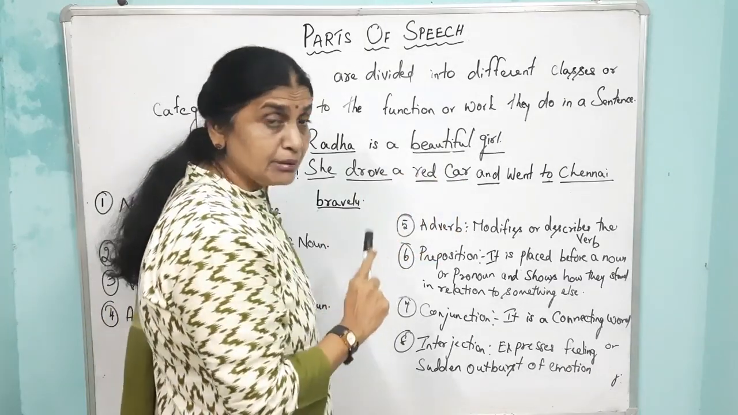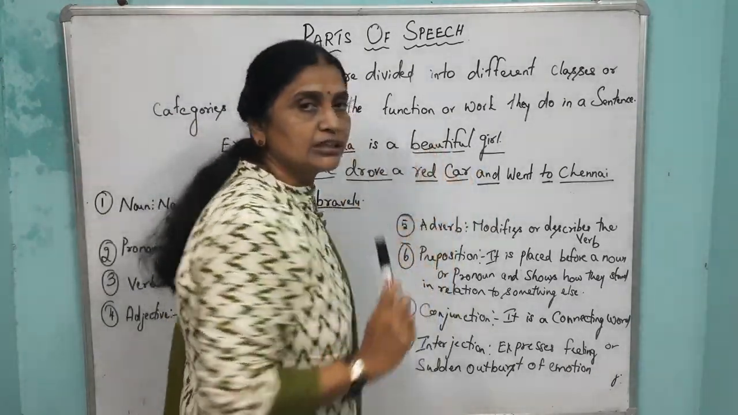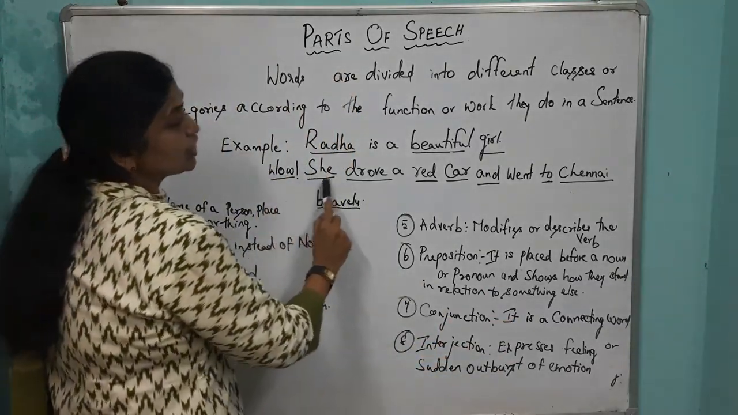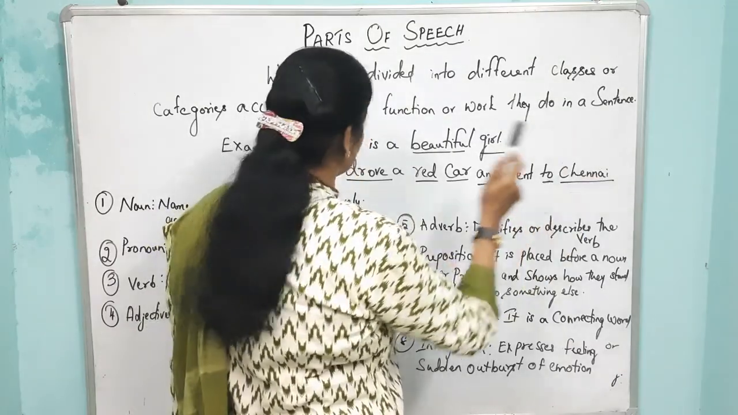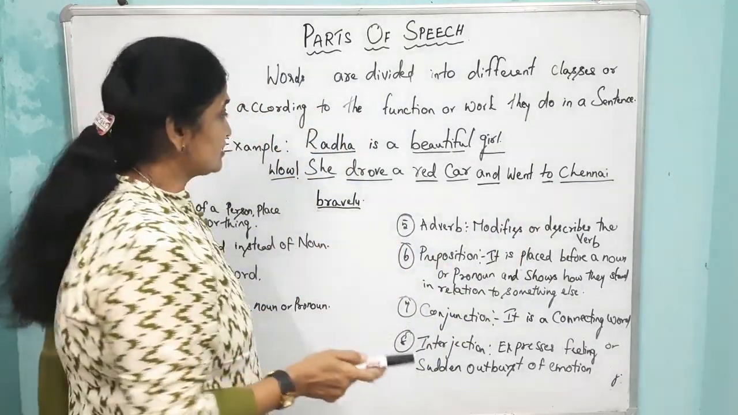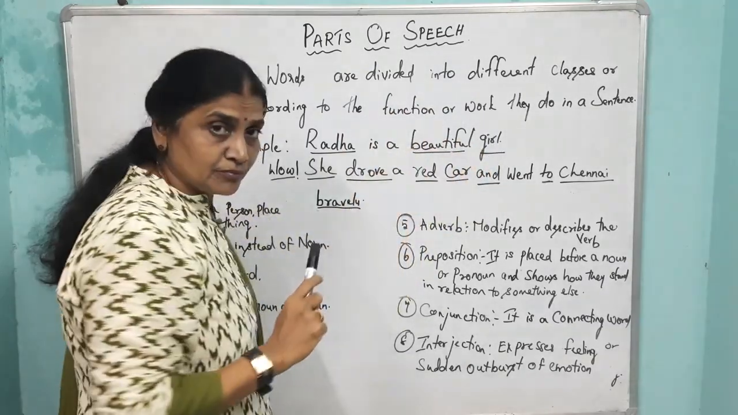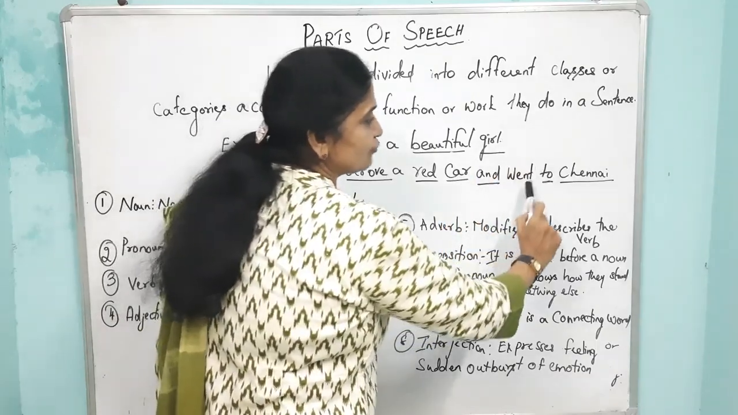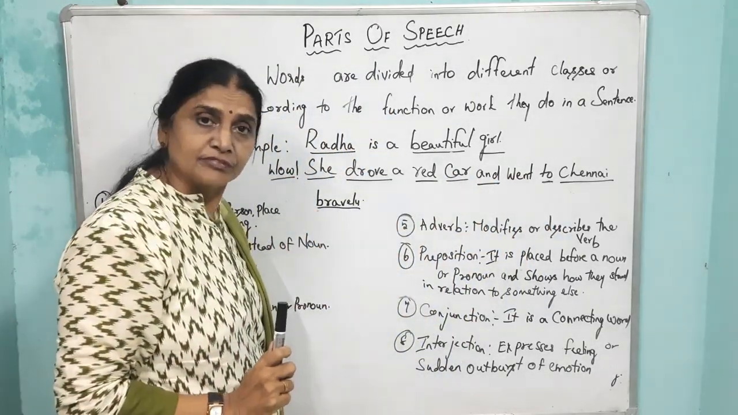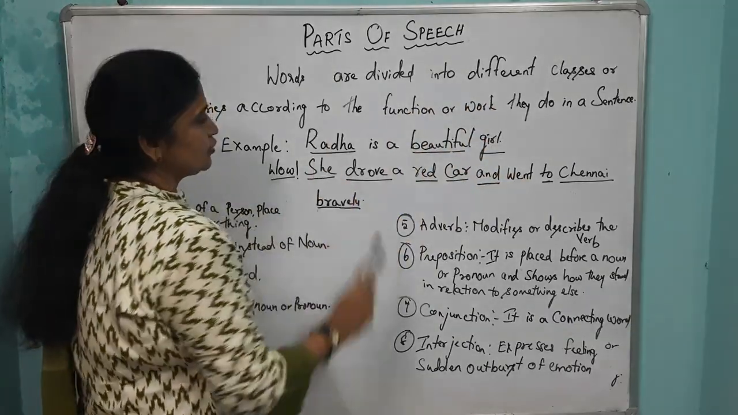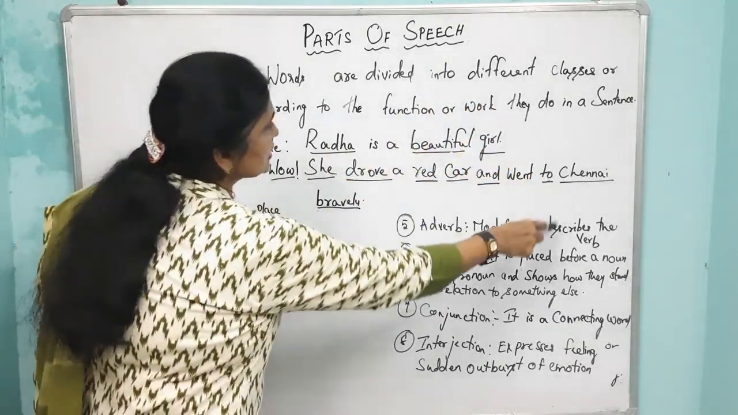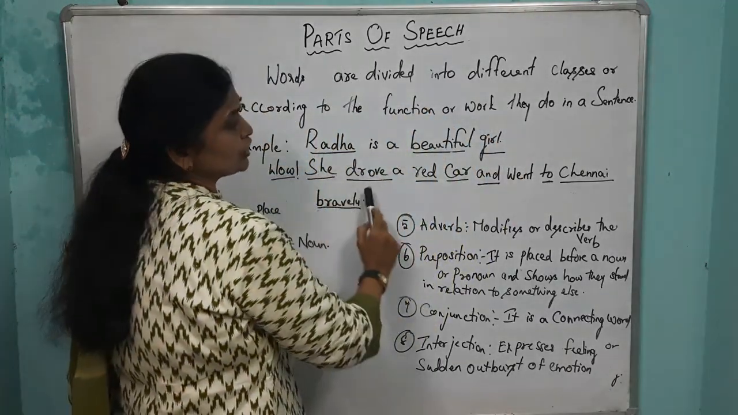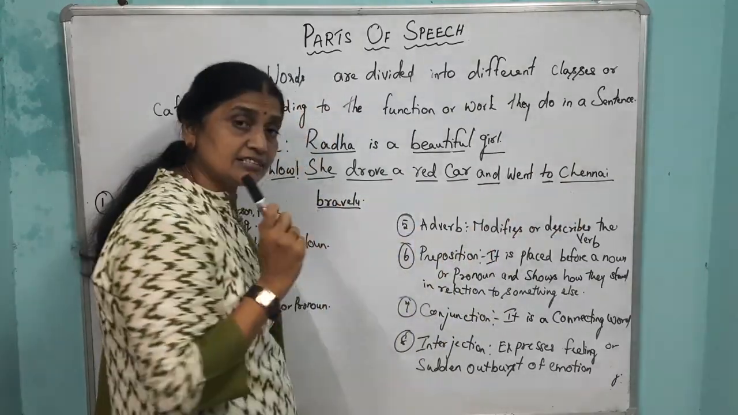Now, in order to know that, I have given an example. See, a very simple example I have selected. Radha is a beautiful girl. Nothing difficult about it. Now, wow, she drove a red car and went to Chennai bravely. Are you able to understand? I hope you don't have any doubt about it. Now there are so many words in these sentences. There are two sentences. Radha is a beautiful girl, one sentence. Wow, she drove a red car and went to Chennai bravely, the second sentence.